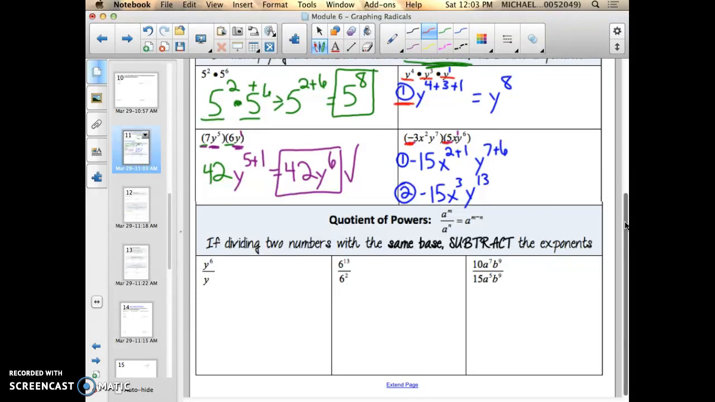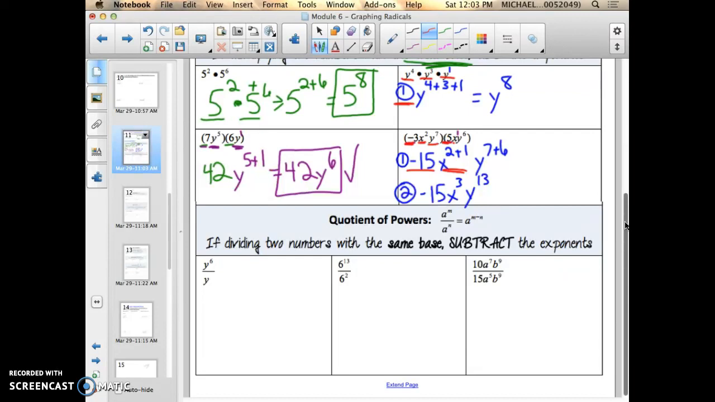Down here, it's a little bit more work because if you notice, I have coefficients out front. So I did that math first. Negative 3 times 5 is a negative 15. That happens in my first step. Now I'm showing here I have a base of x times a base of x. I add the powers of 2 plus 1. So now I have x to the 2 plus 1.